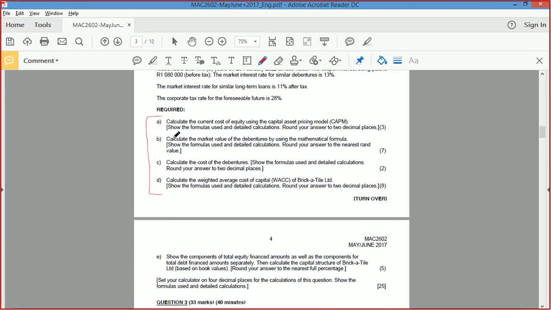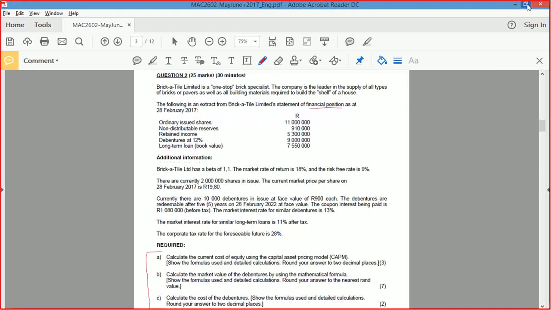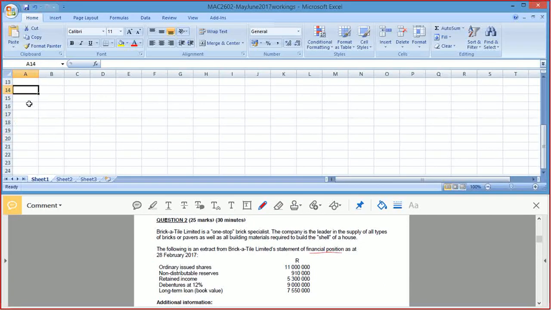Right, so A is calculate the current cost of equity using the capital asset pricing model. Okay, that's CAPM. CAPM is easy because it's a formula. Right, so let's write that down. Question 2 now. Now we're starting with the long questions.